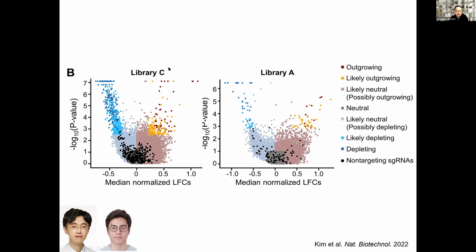This is for cytosine base editing. This is adenine base editing. So we call it library A and library C, cytosine base editing, but a similar phenotype. Anyway, non-targeting RNA shows almost 0 log fold change and also a high p-value, which is not significant.